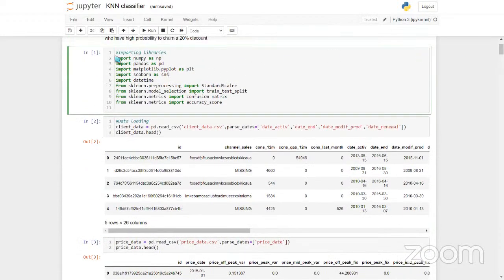Okay, so first of all, we are importing all the dependencies, all the libraries which we will need. Like NumPy for arithmetic calculation, pandas for data manipulation, PLT for visualization, SNS for advanced visualization, datetime to convert our dates into the correct format, then standard scaler to standardize our data, and train test split to split our data into training data and testing data using simple random sampling. Then we also have confusion matrix and accuracy score, which will be used for evaluation.